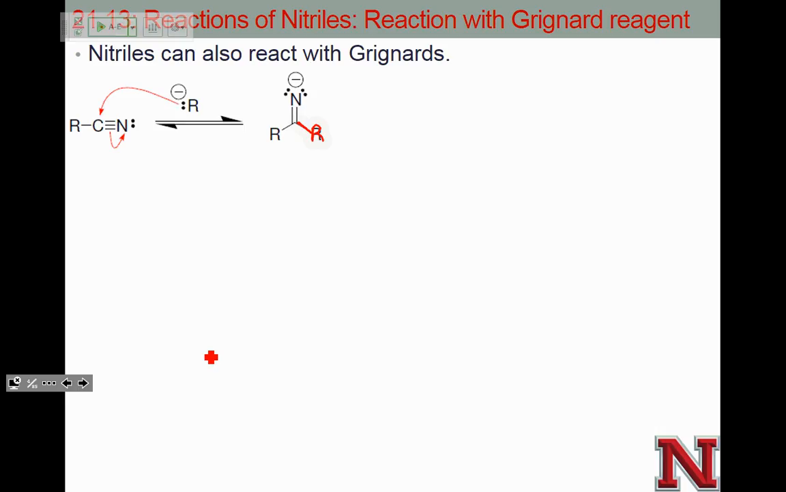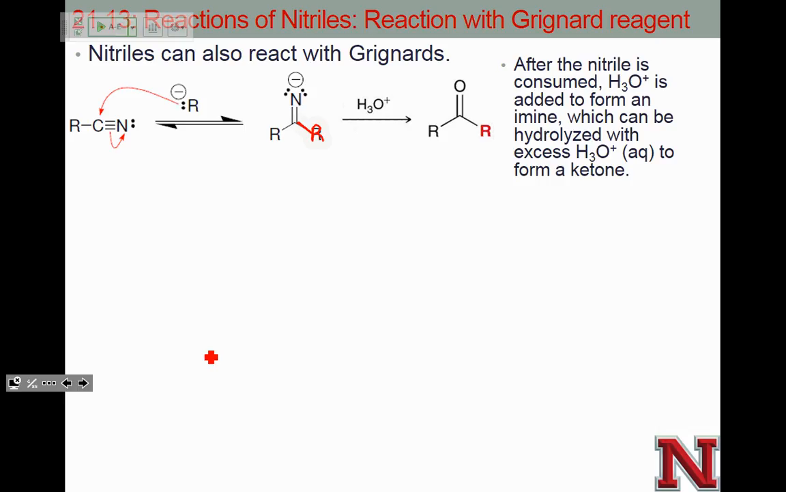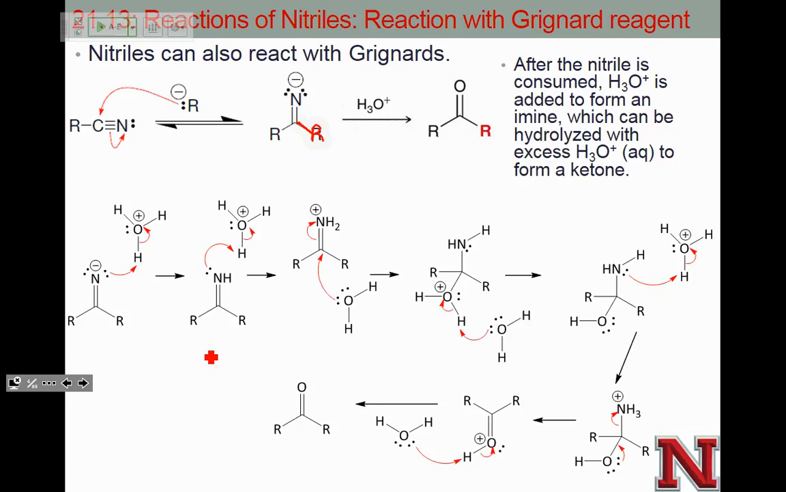And then what happens? Well, remember, with our Grignard, typically what we'll do is work it up with a little bit of acid. When we work this up with a little bit of acid, what's going to happen is we're going to actually end up with a ketone. So we only get one addition, but we don't retain the nitrogen. So we've got to look at the mechanism a little bit for that as well.